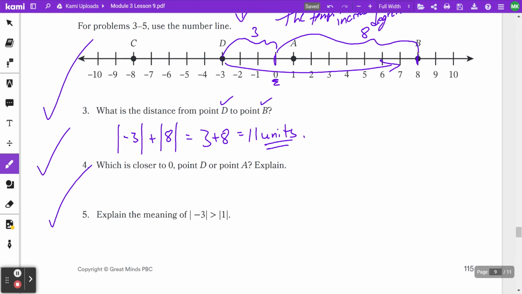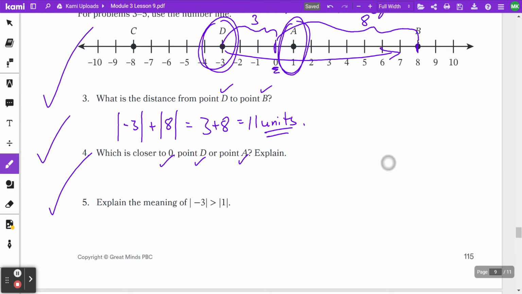Okay. Which is closer to 0, a point D or a point A? Let's see. Well, here's point D and here's point A, right? So clearly point A is closer, right? So point A is closer. Well, they want a reason why. How about we use absolute value?